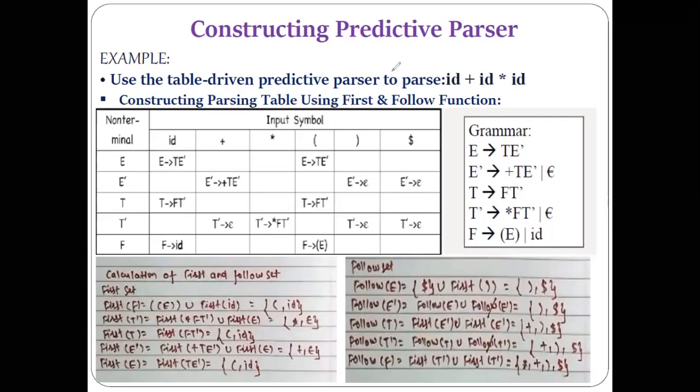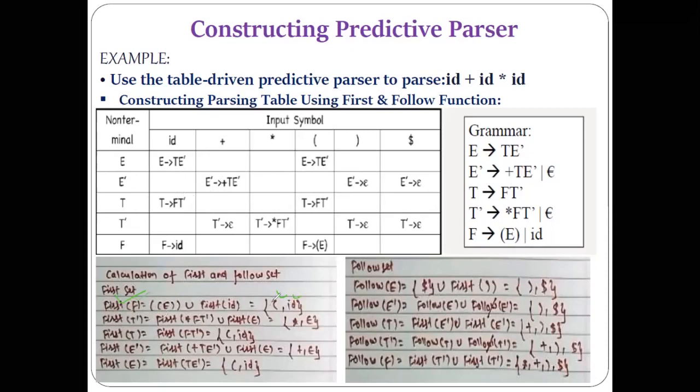First of F we have calculated here as an open brace and the ID. Now in the parsing table, initially this parsing table will be empty. This is the solved example. I will just tell you how to put this, how these entries are coming here.